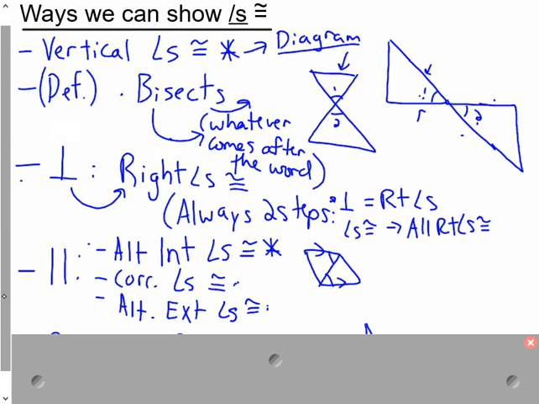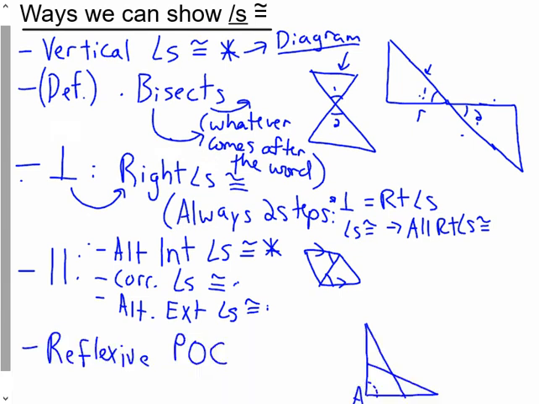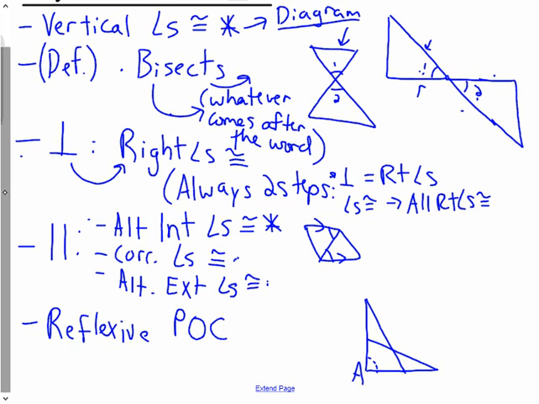Lastly, so we've got 6 reasons so far. There's reflexive. Reflexive is not used as much as it is with sides, because you have to have really specific looking triangles that use the same angle. In that case, angle A is used in both triangles. It doesn't happen very often. So the most common ones are probably going to be alternate interior parallel. You'll see vertical a bit, and you'll see a little bit of perpendicular as well. So those 3 or 4 are pretty common.